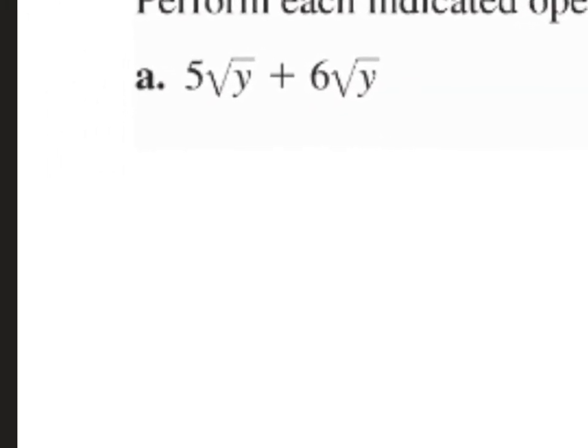It says perform each indicated operation, assume all variables are positive. So here we are adding and subtracting variable expressions. When we have the same exact radical with the variable, we can combine the coefficients. In order to combine the coefficients, we have to have our radical and whatever's underneath it the same. Since both of these have that same square root of y, we just combine the coefficients in front.